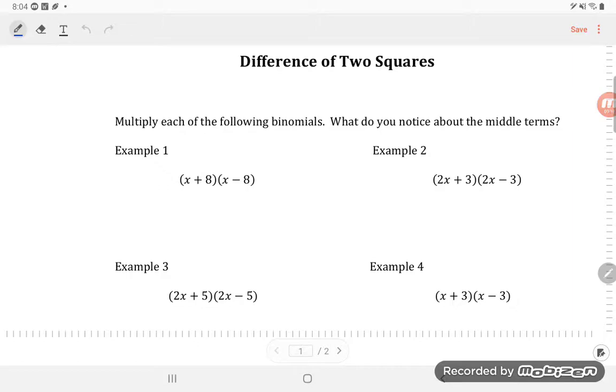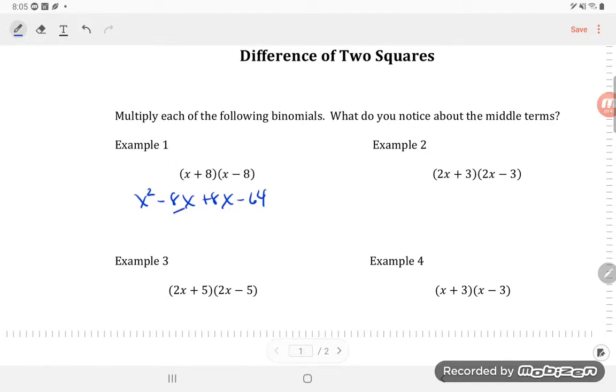For example 1, I'm going to multiply x and x, and that's going to give me x squared. X times negative 8 gives me a negative 8x. 8 times x, which are my inner terms, gives me a positive 8x. 8 times negative 8 gives me a negative 64. Again, what do you notice about the middle terms? Yes, they're going to cancel. Your answer, x squared minus 64.